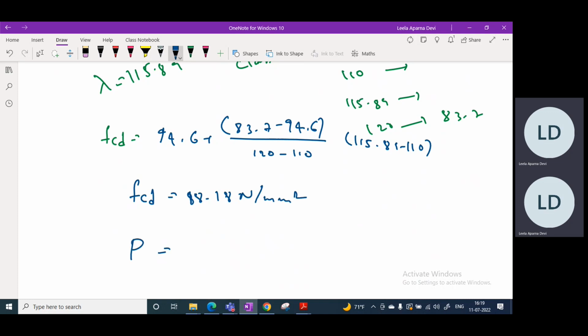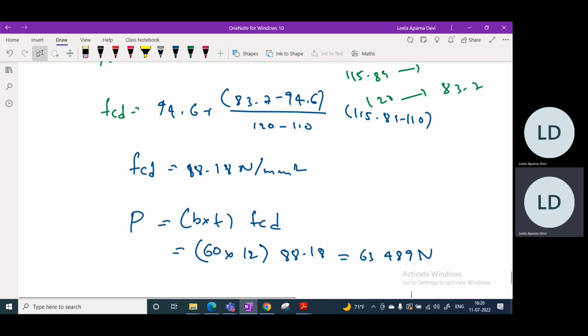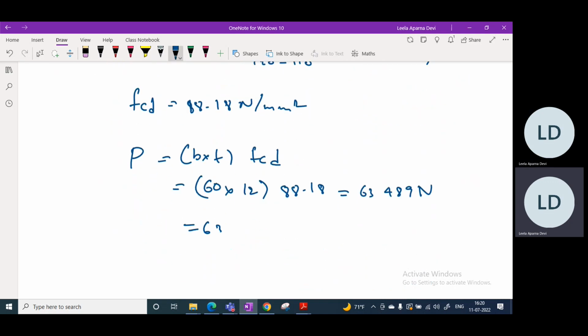From the compression formula, area is b t and fcd is here, which we have calculated. b is 60 and thickness is 12, and 88.18 is the fcd value. From this, the compression force which we got is 63.48 kilonewtons, which is greater than F. So it is safe.